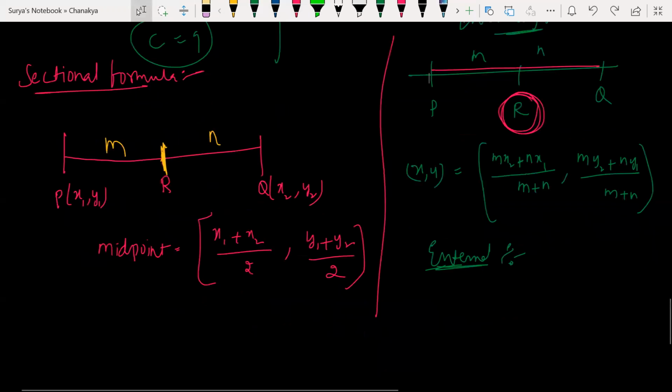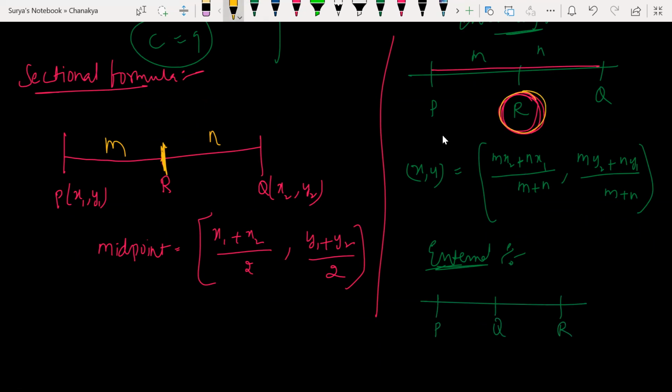So you'll be learning all this stuff in your 10th standard. Don't worry. So this is a point P. Look at this here. Internally means R is a point, R will be inside, in the middle, like the mid of that line. And externally means R will be outside.